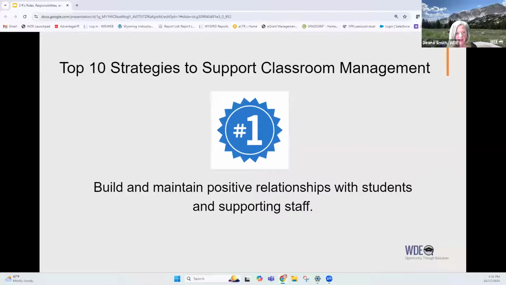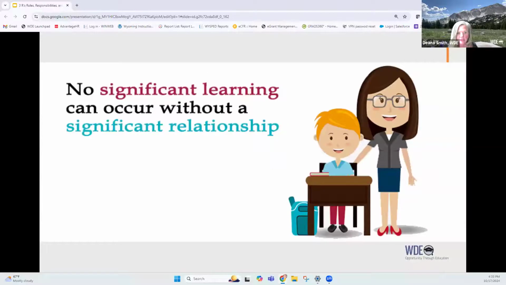So the first one I believe is building and maintaining positive relationships with students and supporting staff. This is key to success. If we don't have relationships, it's really hard for those kids to learn.